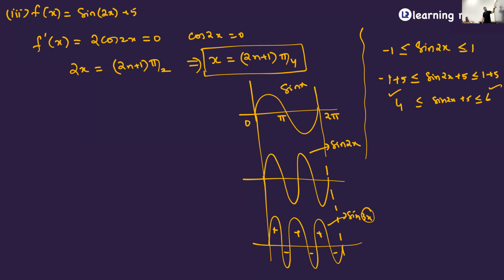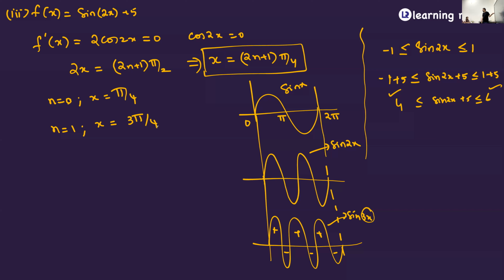So I will take the values of different pi by 4s between 0 to pi itself. When I substitute n is equal to 0, I'll get x is equal to pi by 4. When I substitute n is equal to 1, I'll get the value of x as 3 pi by 4. So pi by 4 is falling between 0 to pi by 2, and 3 pi by 4 is falling between pi by 2 to pi. These two values are sufficient for me to decide the minimum and the maximum value. Everything else will get repeating itself after a value of pi.